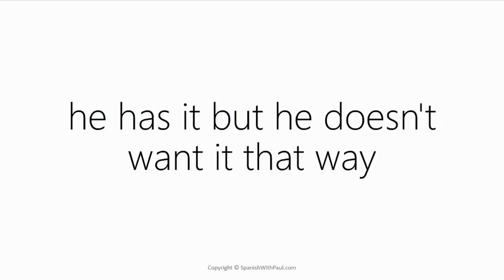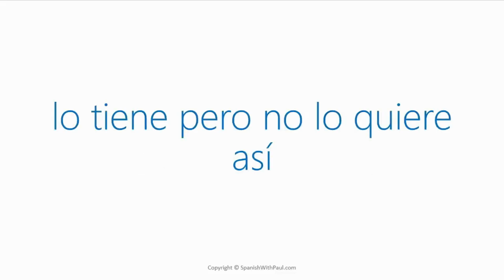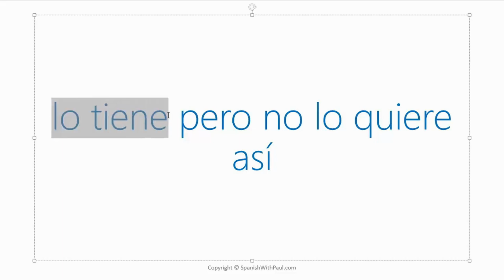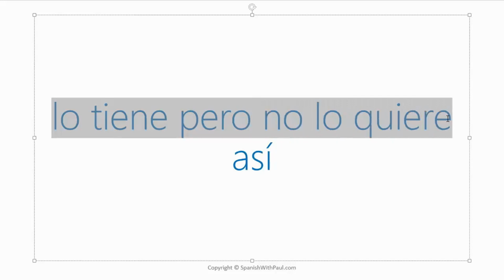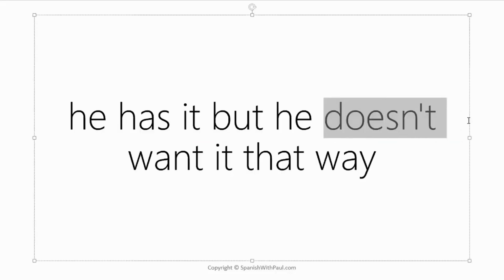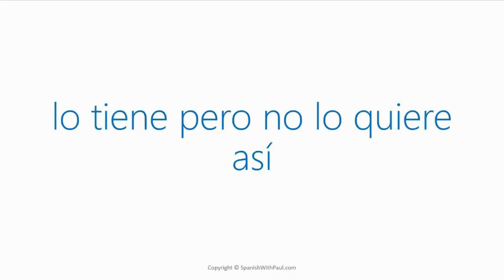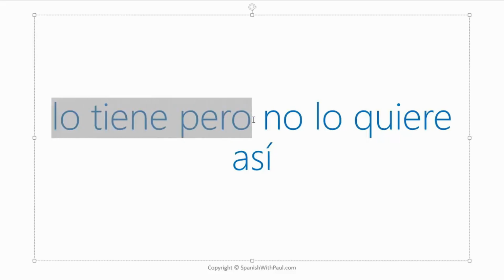What about he has it, but he doesn't want it that way? Lo tiene, pero no lo quiere así. So we have he has it, lo tiene, but, pero, he doesn't want it, no lo quiere, like that, así. Remember not to get confused by the does and the doesn't, because we don't have that in Spanish. It's a lot simpler, the form. So we simply have lo tiene, he has it, but he doesn't want it is simply no lo quiere, he wants it not, like that, así.